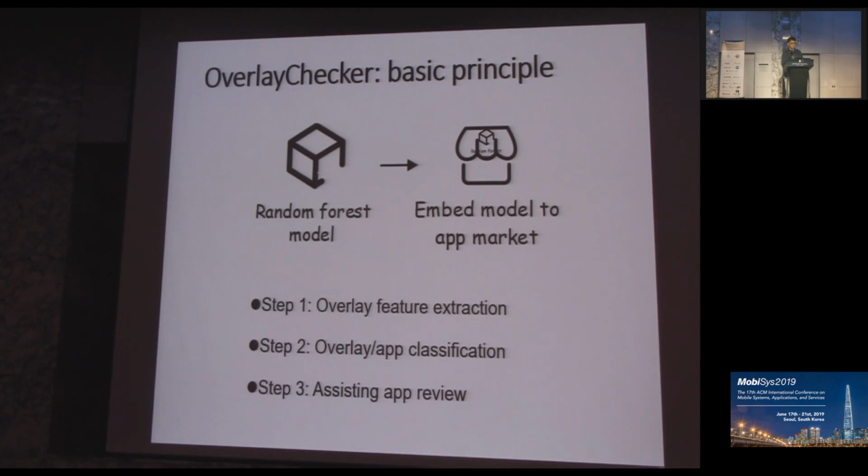OverlayChecker checks each app with 3 steps. Step 1, overlay feature extraction. Overlay feature extraction creates overlay features for detection. As we mentioned before, it uses Monkey to do that. Step 2, overlay classification. Overlay classification evaluates each overlay in the app, and the per-overlay scores are then combined to label the app as malicious or benign with regard to its overlay behavior. And step 3, assisting app review. Assisting app review helps App Store vendors to review or release their newly submitted apps.